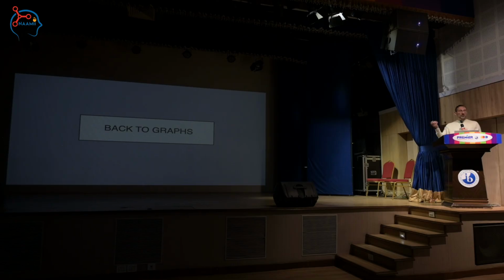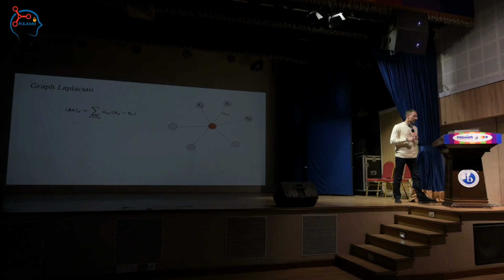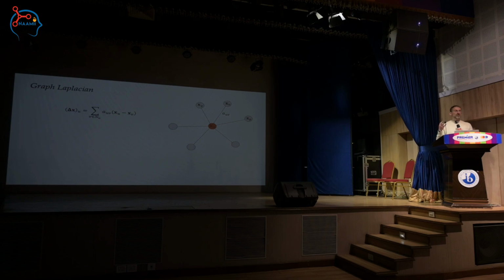So back to graphs, right? Why did I tell you this story? We've seen graph neural networks. We can talk about convolutions on graphs as well. So again, we need for this purpose the graph Laplacian. You've seen it in your labs. This is how it is defined, right? It's a weighted average of the differences between the features in node u and node v, right?